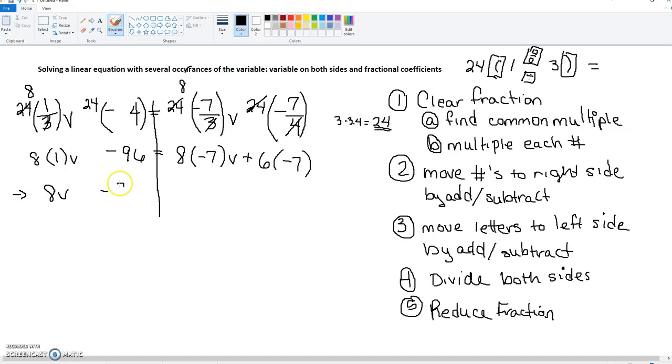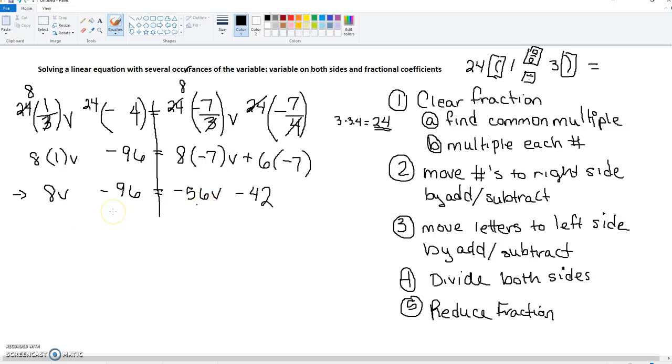And of course, we're going to bring that negative 96 down. We've got 8 times a negative 7 gets us negative 56v. And then 6 times the negative 7 gets us negative 42. Okay, so if you are using a calculator, again, and doing this step up here, I'm going to move my cursor around so you can see. If you're using the calculator for this step, it will give you the negative 42.